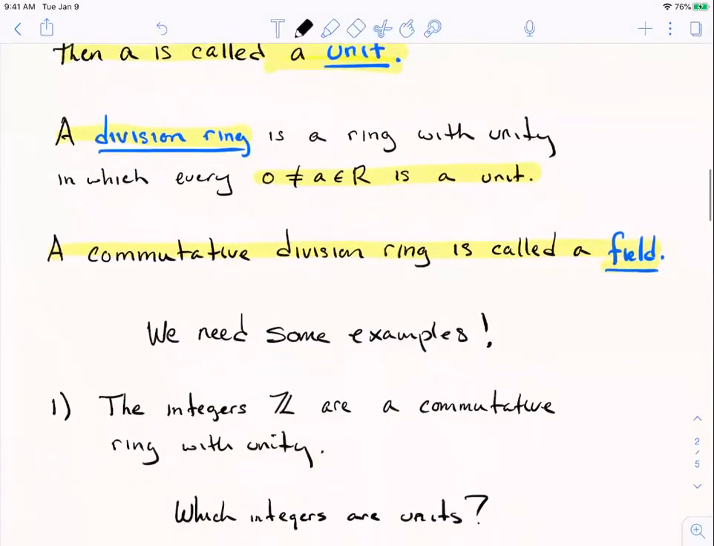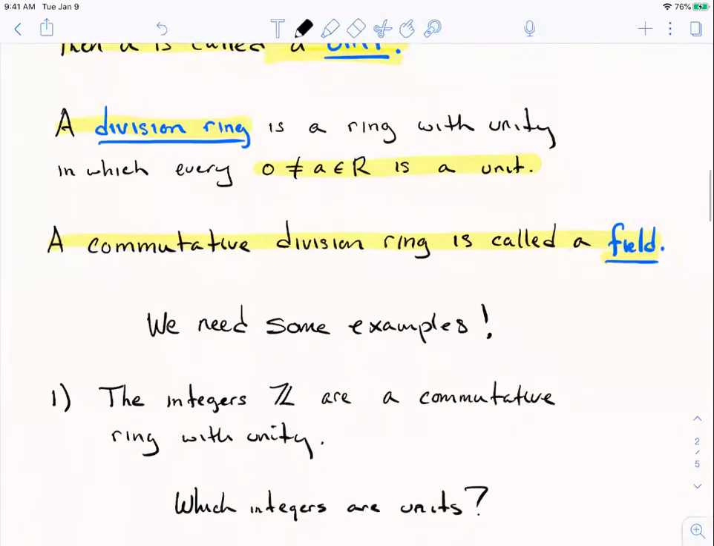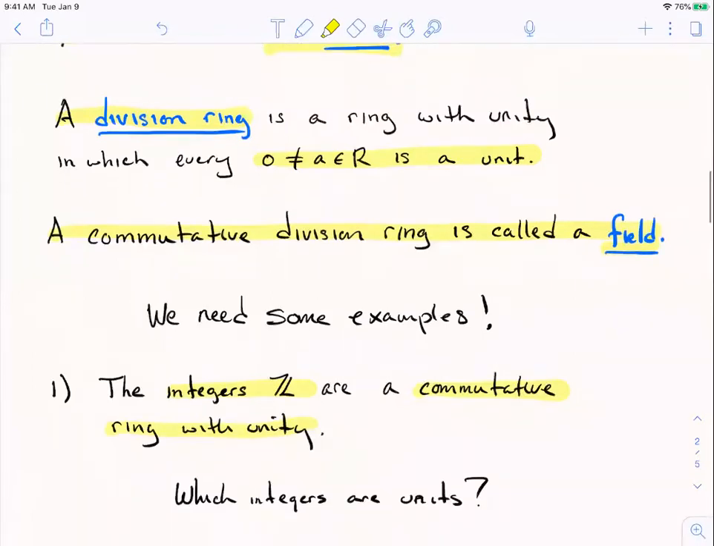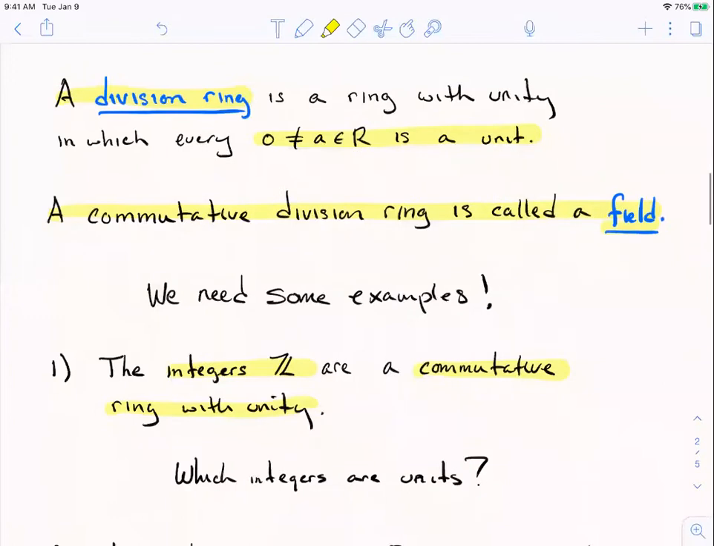Let's finally write some down. We need some. The first one I wrote down here is the one I've been talking about out loud, the integers. The integers are a commutative ring. The multiplication operation is commutative, and certainly there's a multiplicative identity. It's 1.